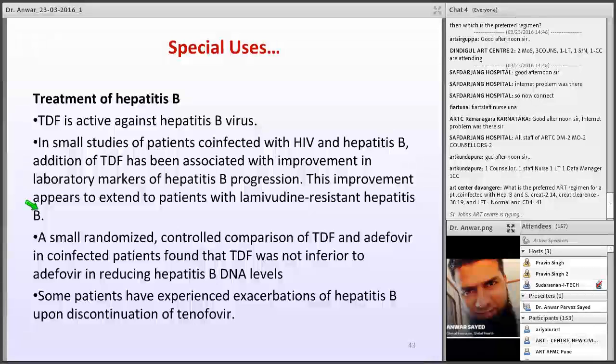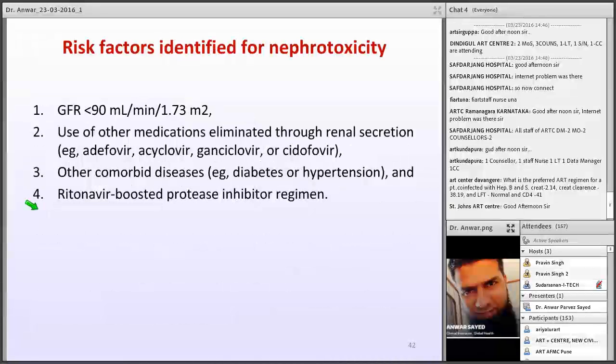But see, many people say because of that reason only, if GFR is less than 60, we should go with other drugs rather than prescribe tenofovir. Because nowadays there are options available with us, so we can use the other options also if the GFR is less than 60 ml.